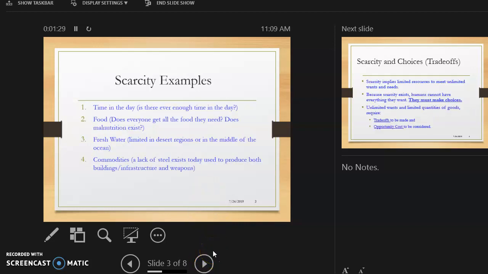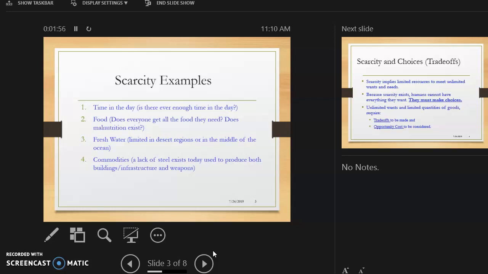Examples of scarcity include time. None of us have enough time in the day. Food. Not everyone has enough food to eat. There are lots of people that do not have enough food every day, and there's lots of areas of the world where serious malnutrition exists. Fresh water is limited. It is very scarce, and we need to protect it. And we have a lot of environmentalists that work very hard to help us protect our water sources.